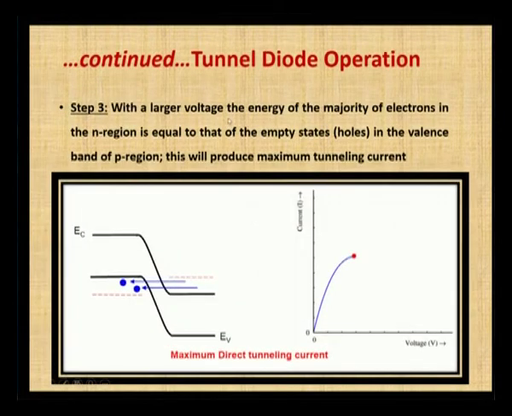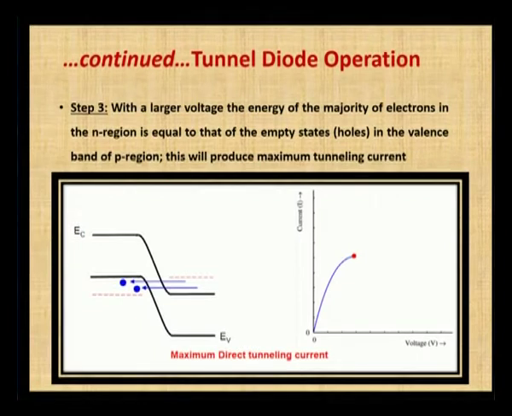With a large voltage, the energy of the majority of electrons in the n region is equal to that of the empty states in the valence band. This will produce maximum tunnel current. When we reach a certain voltage, that is what we call the cut-in voltage. If we reach or cross this cut-in voltage, there is enough energy for the electrons to cross the barrier, and these electrons will occupy the empty states in the p region, and we have a high current. We can observe from the graph the current increasing as electrons move from the conduction band of the n region to the valence band of the p region.